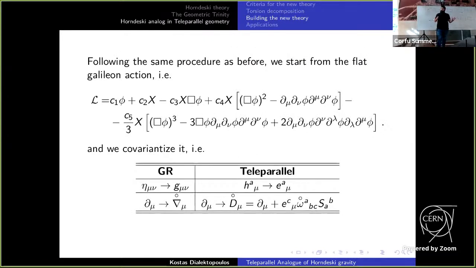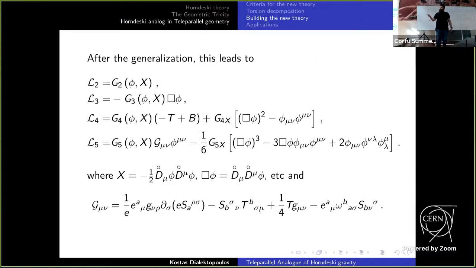So again, starting from a Galileon Lagrangian in Minkowski space, we covariantize it, but in the teleparallel framework. So from a trivial tetrad, we go to an arbitrary tetrad, and from a partial derivative, we upgrade it to a covariant derivative in this geometry, and we end up with, of course, exactly the same theory written down in a different way. So here, instead of the Ricci scalar, we have minus T plus the boundary term.